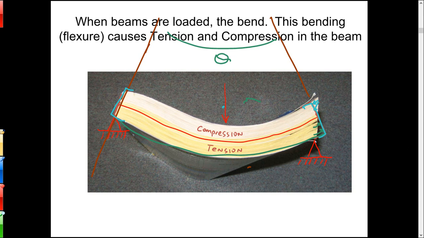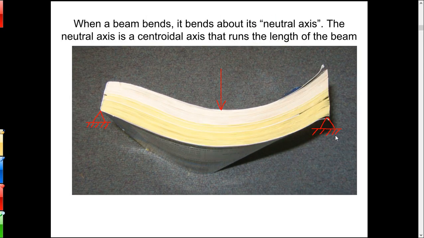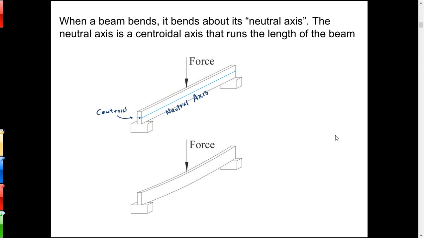So the neutral axis has neither tension nor compression. In this case, above the neutral axis, we've got compression, and at the bottom, we've got tension. Okay? All right, so that neutral axis is the neutral line. It actually is applied along the length of the beam, even though we find it on the centroid of the cross-sectional area of the beam. The neutral axis runs through the centroid on the cross-sectional area of the beam. We apply it down the length of the beam. That's what we do. Okay.